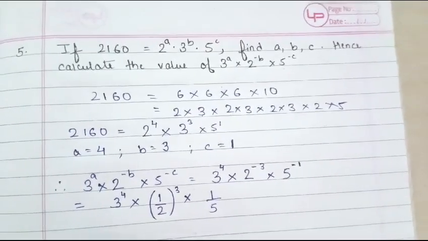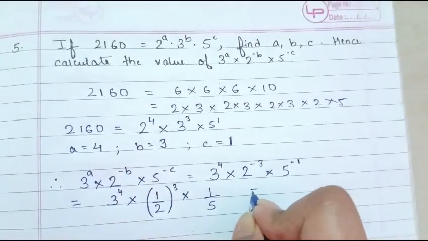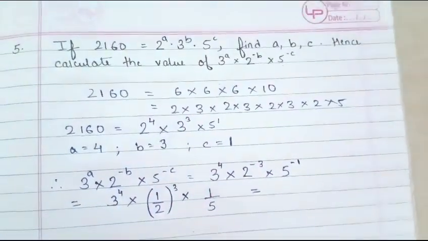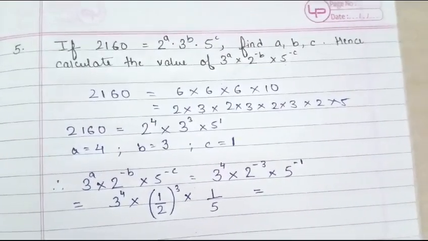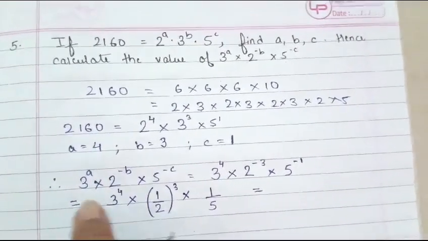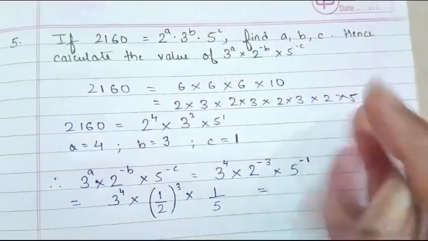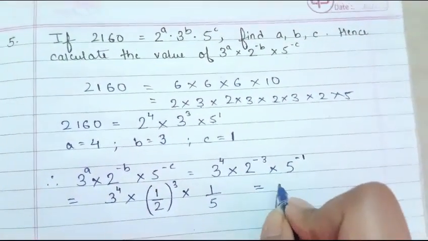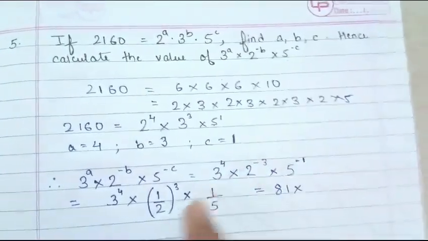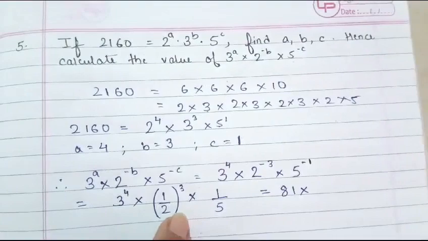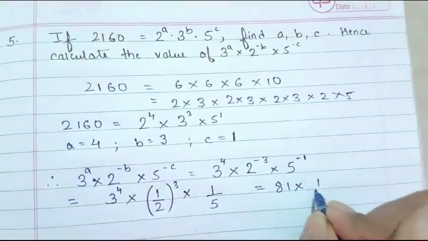Okay, now what are we going to do? In the next step we will try to solve it further. Alright, I hope that till here it is clear with everyone. Okay, now we solve it further. So 3 to the power 4, what is it going to be equal to? You solve it, it will be equal to the value 81 into, you have 1 cube. 1 cube is 1.